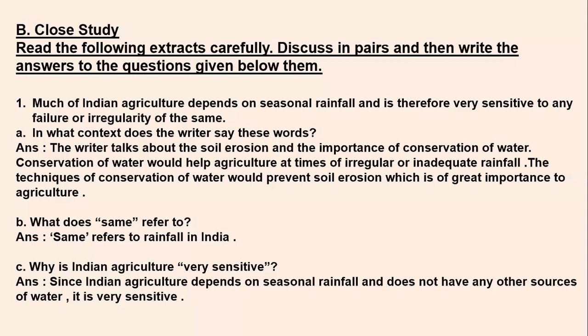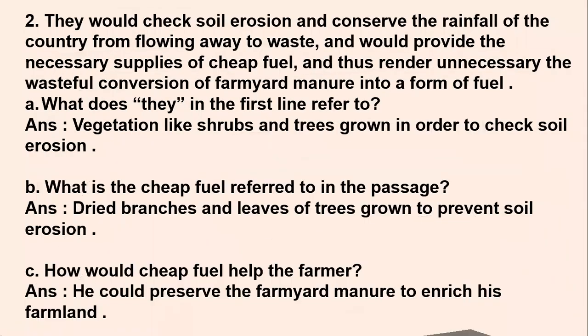If the rain does not happen in a particular year or a particular season properly, or inadequate rainfall is there, then it becomes very sensitive, very delicate. It may be a great loss to agriculture that year, because we don't have any other sources. So that's why we call it sensitive. Our agriculture is very sensitive. So this is the answer, students. Moving on to the next question.